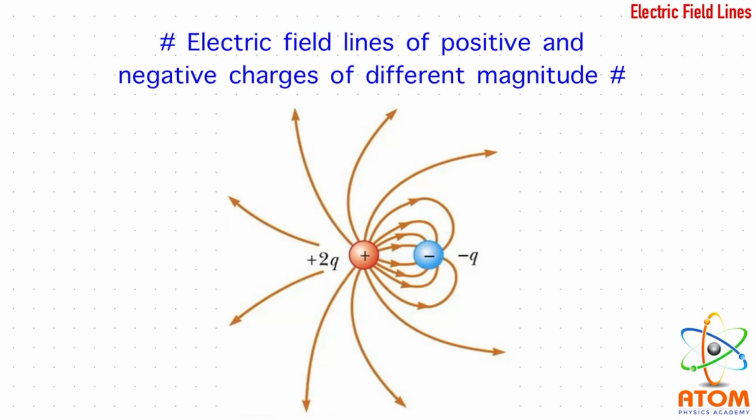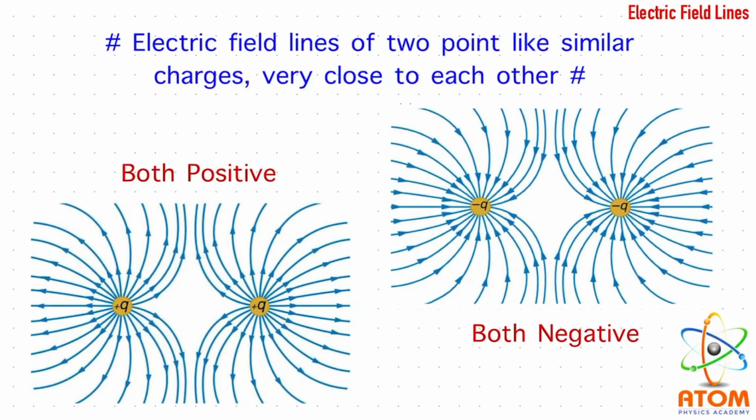Now this is a positive and a negative charge but with different magnitude. You can see this is plus 2Q charge and here is minus Q charge. So they are positive and negative but the magnitude is different. In this case, there will be more electric field lines coming out from this positive charge, whereas fewer electric field lines will be going into the negative Q charge. The rest of the electric field lines will be moving in free space.